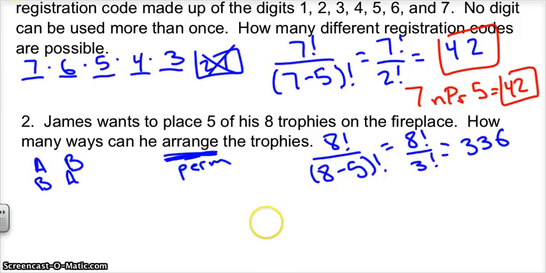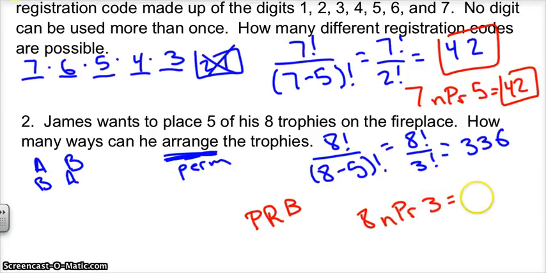but you would hit the PRB button, which stands for probability. Then you would actually hit 8 first before you hit the PRB button, so you hit 8, PRB, and then you hit nPr, or select that from the menu, then hit 3, and you hit enter on your calculator, and that's going to give you 336 again.